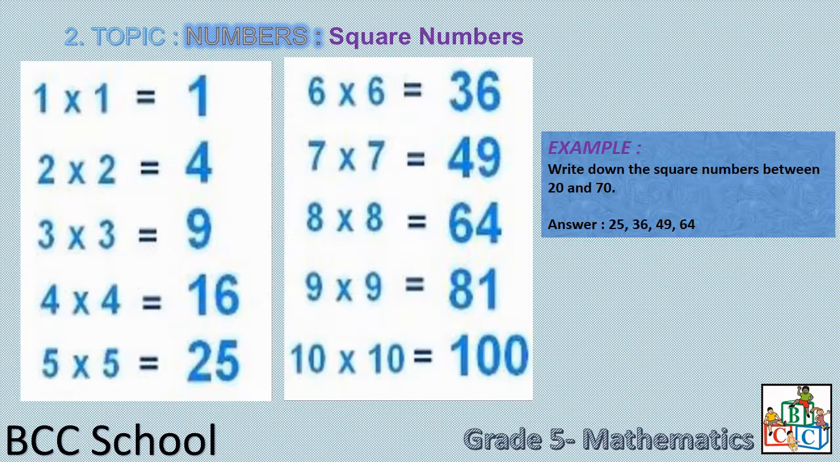So here the answers are the square numbers. 1, 4, 9, 16, 25, 36, 49, 64, 81, and 100 are the square numbers. Let us read the last box. Example. Write down the square numbers between 20 and 70. Here the answer is 25, 36, 49, and 64.